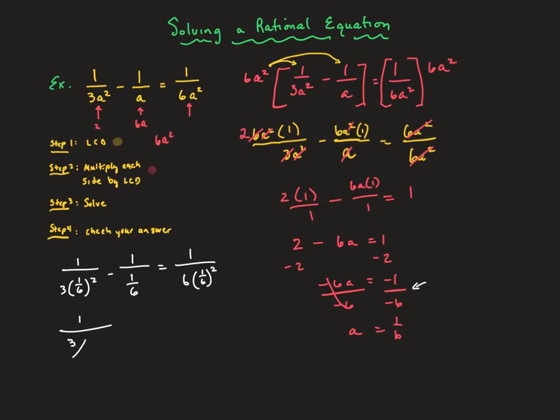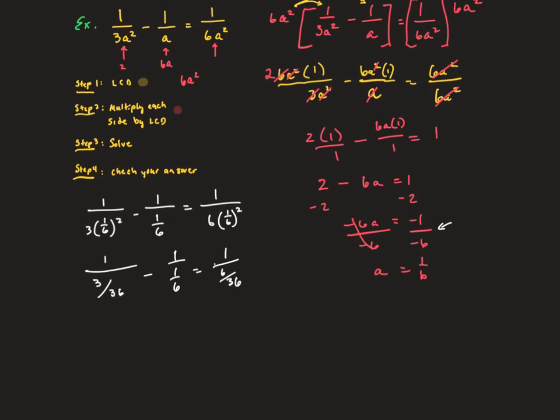So I'm going to have 3 over 36 minus, and I'm just going to leave it as 1 over 1/6 for now. Give it a second here. And then that will be equal to 1 over 6/36. So it ends up equaling 12 minus 6 equals 6, and that is a correct statement because 6 does equal 6. You just gotta love fractions.